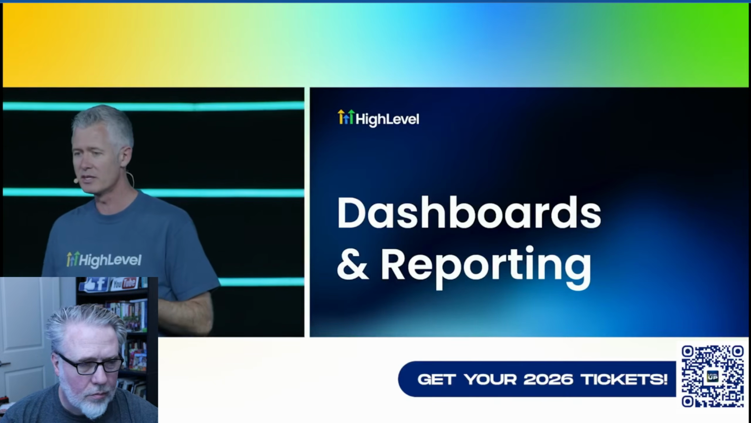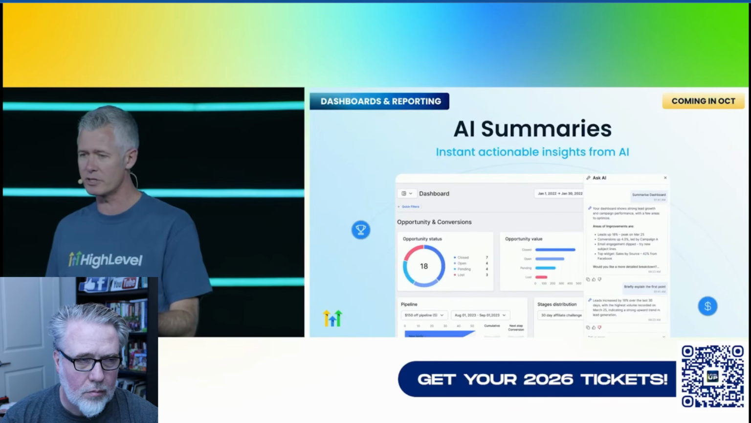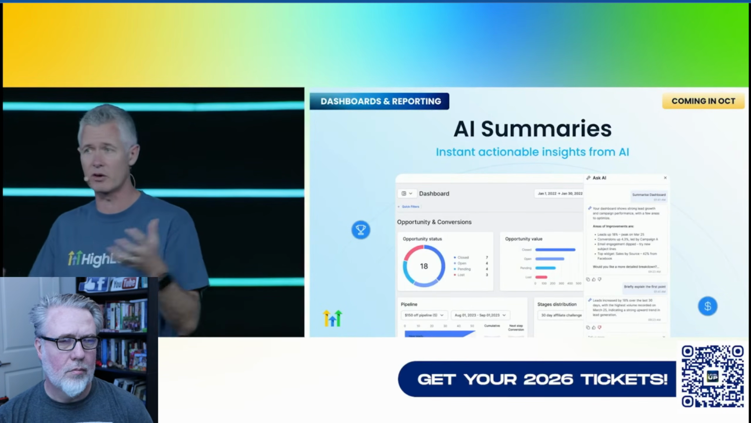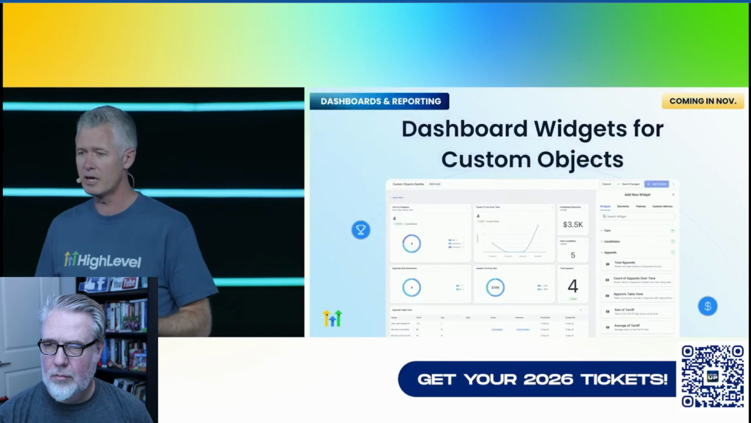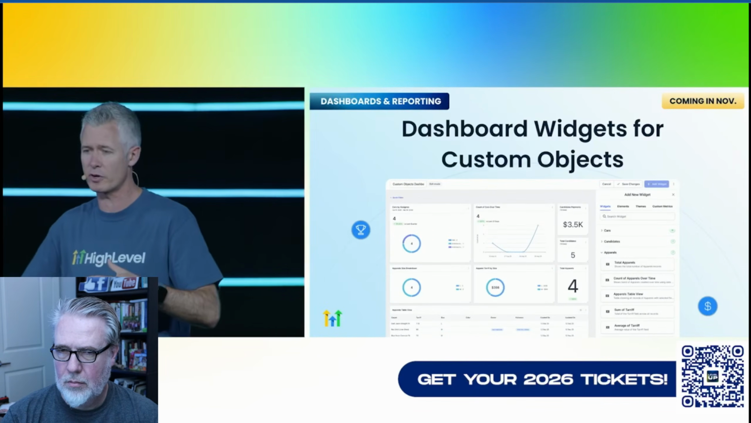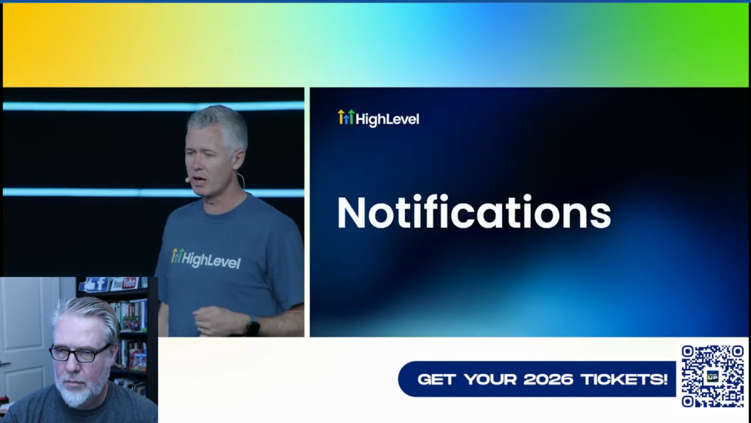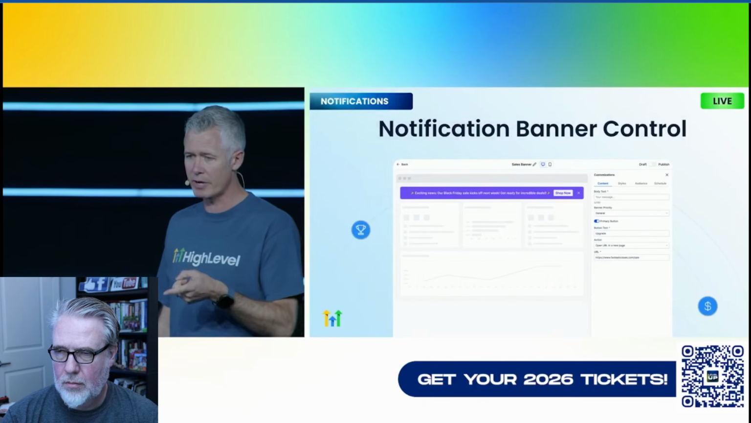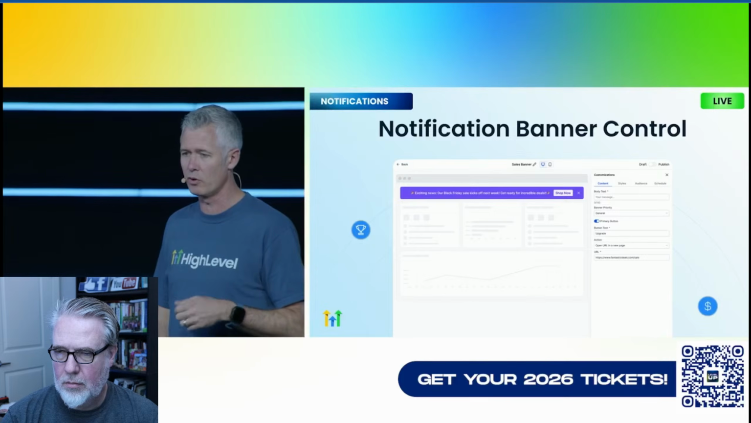That's what that is. Dashboards and reporting. AI summary, so it gives you a lot of insights, tries to tell you what's going on using AI. All kinds of cool new widgets for custom objects are coming out, so you can create dashboards around your custom objects. That's amazing. Notifications, banner control, so you can create banners, which is super cool.